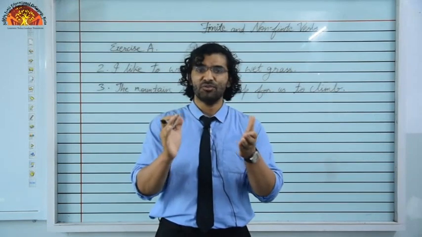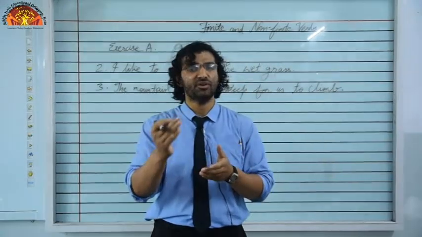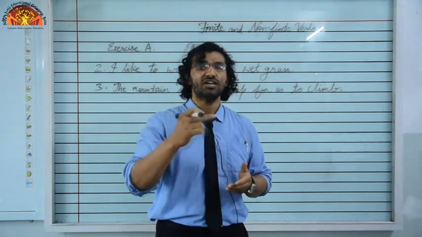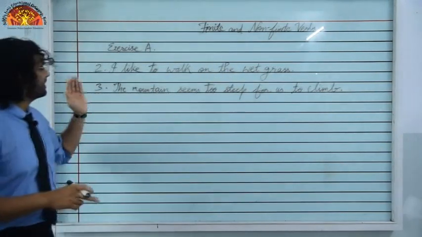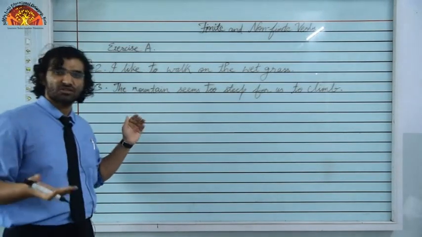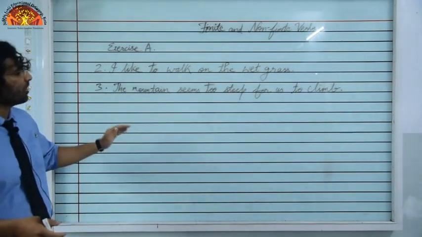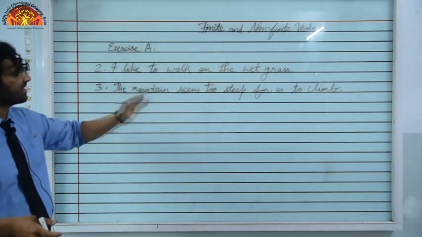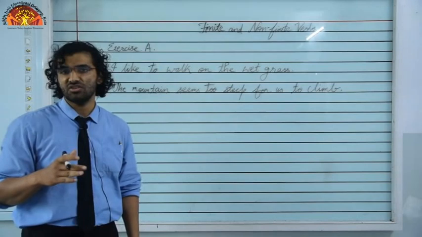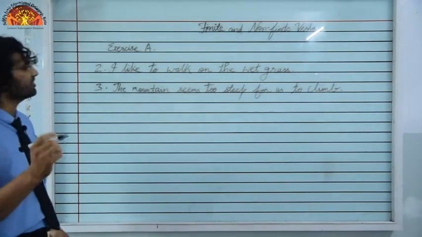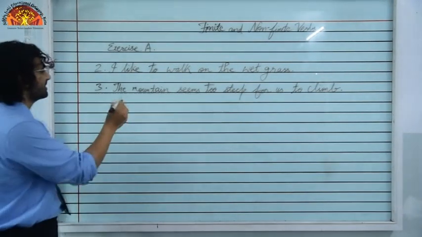Now we will talk about exercise A. We need to underline the finite verbs and circle the non-finite verbs. Alright, here we have second one. First one has been done for us already. I like to walk on the wet grass. So can you identify the finite verb for me in this sentence? I like to walk on the wet grass. Can you? Yes, you can.